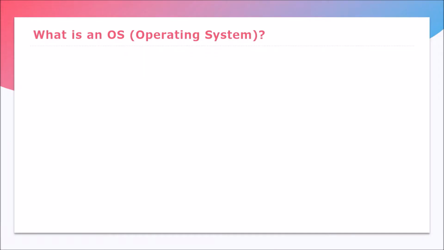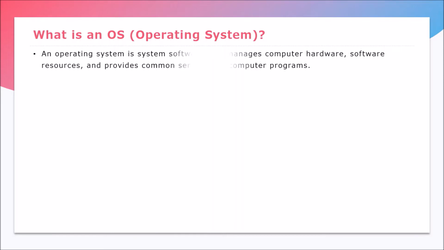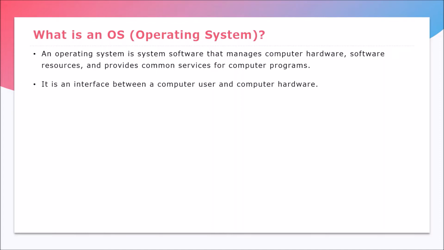So first question that will arise to your mind is, what is an OS? OS stands for operating system. An operating system is a system software that manages computer hardware, software resources, and it also provides some common services to the computer programs. In another way, we can also say it is an interface between computer user and a computer hardware. That means computer user will be talking to operating system for their requirement, and then operating system will be handling those requests and talking to the computer hardware itself.